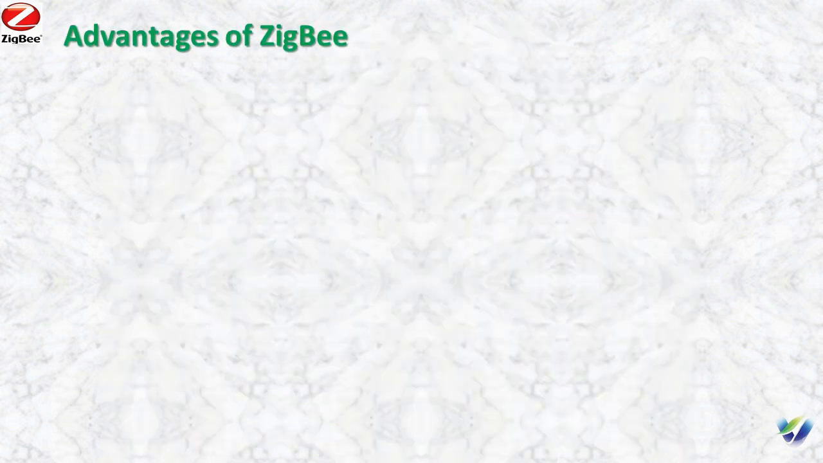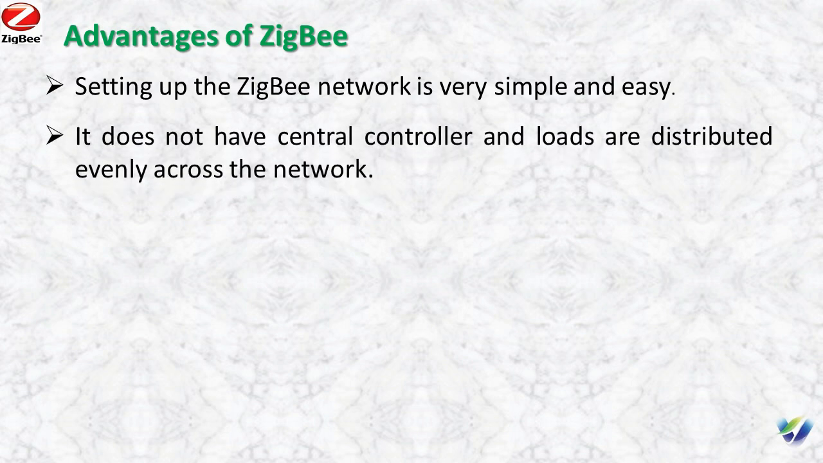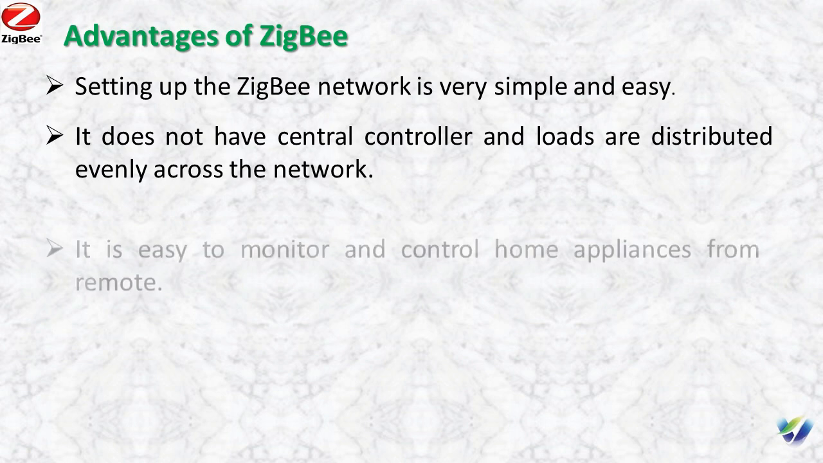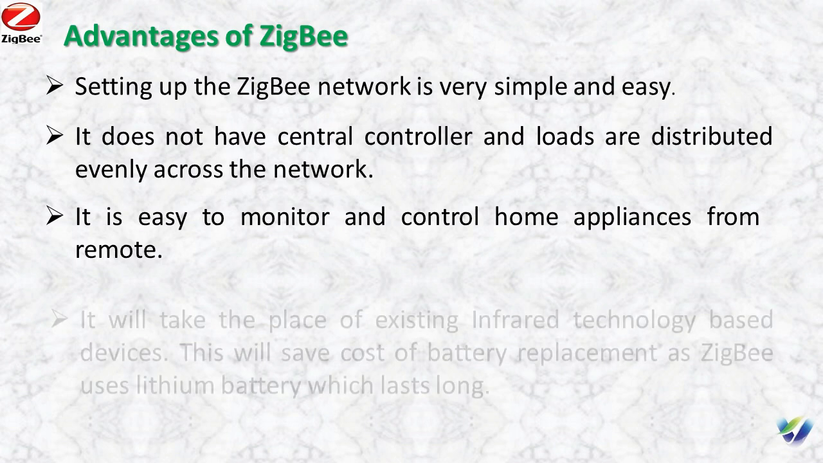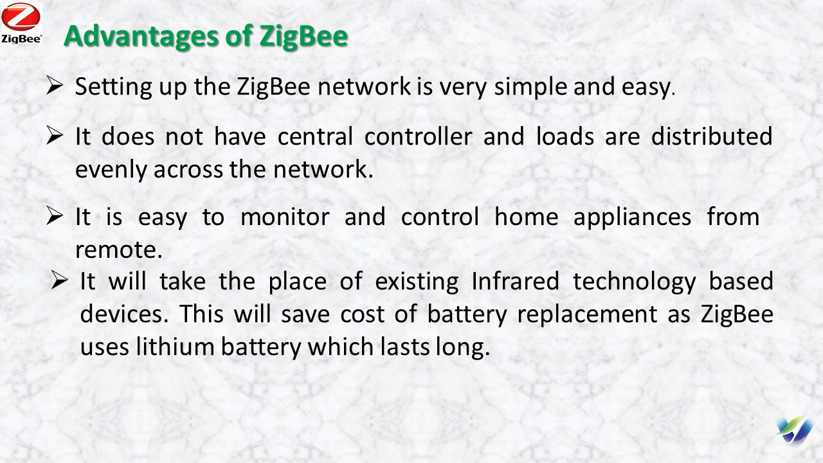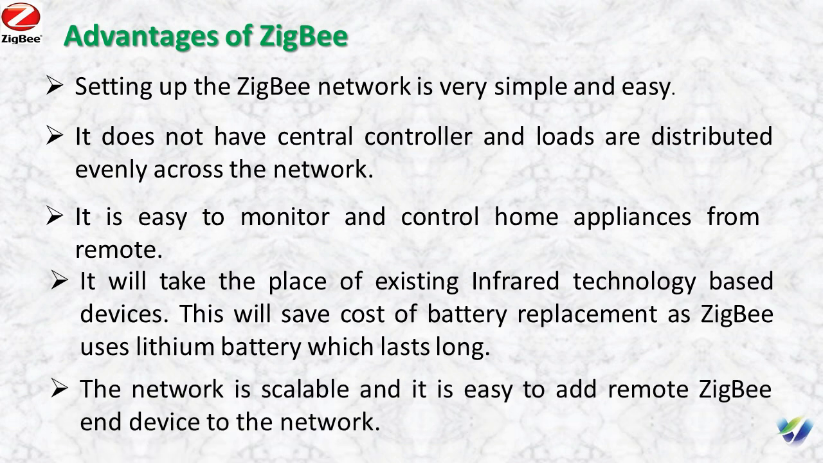Advantages of ZigBee. Setting up the ZigBee network is very simple and easy. It does not have a central controller and loads are distributed evenly across the network. It is easy to monitor and control home appliances from remote. It will take the place of existing infrared technology based devices. This will save the cost of battery replacement as ZigBee uses a lithium battery which lasts long. The network is scalable and it is easy to add remote ZigBee devices to the network.